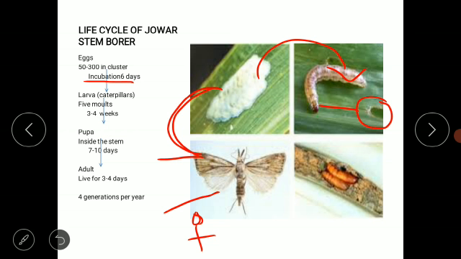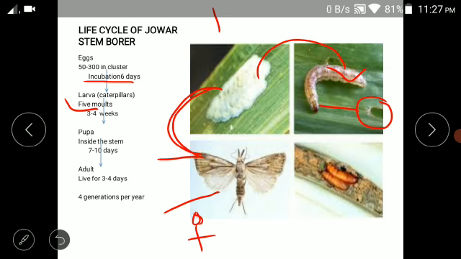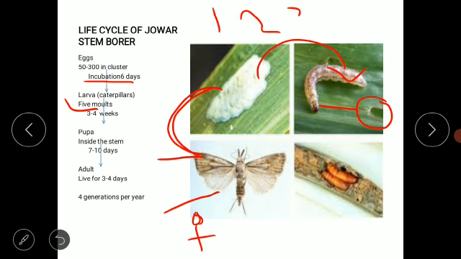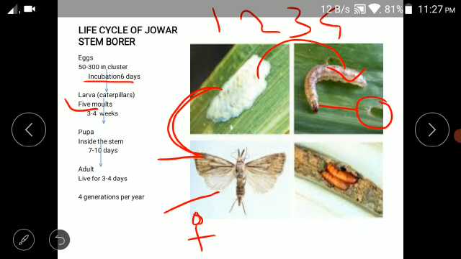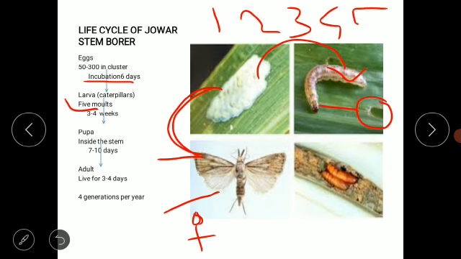Now the larva, which shows particularly 5 molts. 5 molts means what? The first instar larva is there, second instar larva is there, third, fourth instar larva, and finally the larva enters into the 5th stage. So this is the fully grown larva.